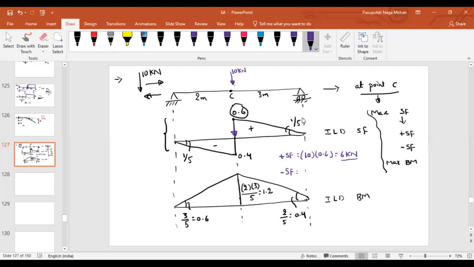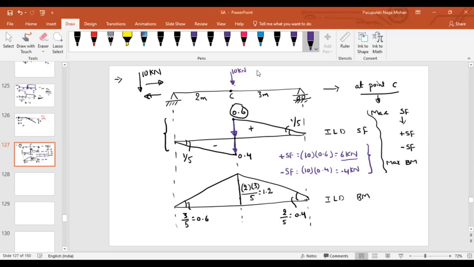Similarly, what is the negative shear force? As you can see directly, it is also very near to the point C. So for negative shear force, we have to take the negative ordinate value. What is the total load? 10. And what is the negative ordinate? 0.4. That will be equal to minus 4 kilonewton, isn't it? So if it is a single point load, we can apply this directly. Wherever the ordinate is maximum, you place the load at that point, and then you can say that that is the maximum value. As of now, any doubt in finding the maximum positive shear force and maximum negative shear force?